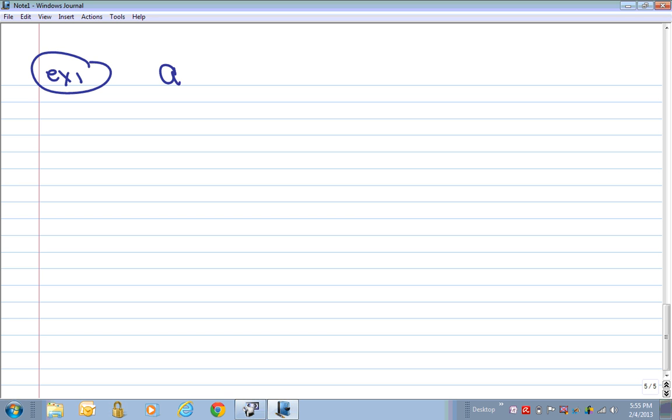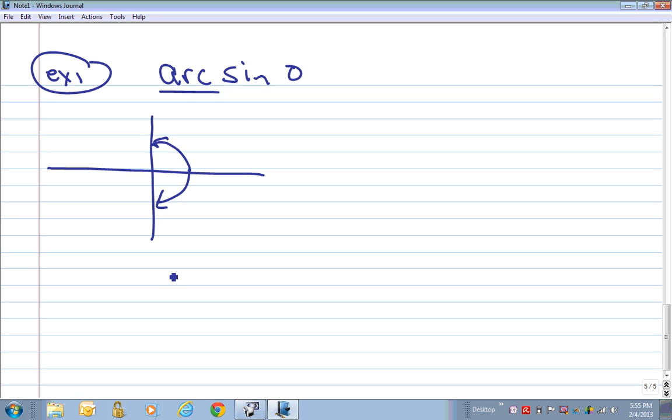We have arc sine 0. Well, the first thing I see is it's an arc sine, so I know it's restricted because it's an inverse, and sine is restricted to the first or the fourth quadrant. I know this is 0, 1. I know this is 1, 0. I know this is 0, negative 1. I'm sorry, I did that backwards: 1, 0, 0, 1, and 0, negative 1.